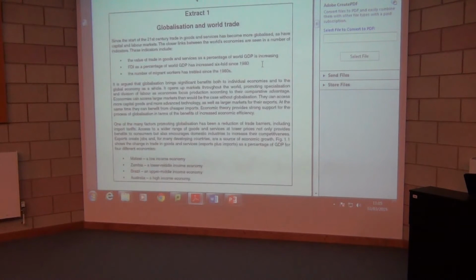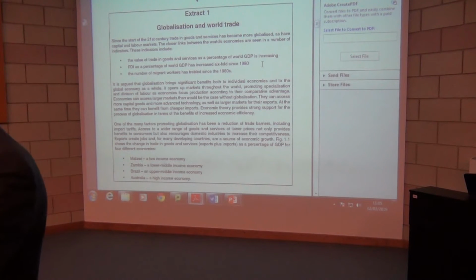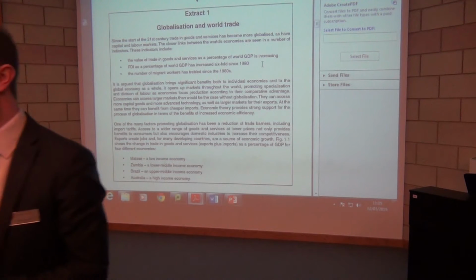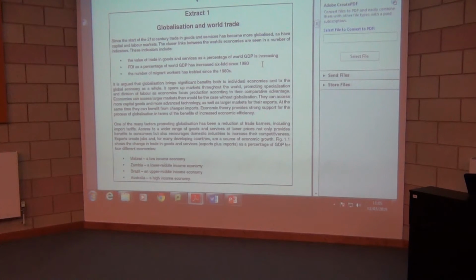So you've got your 5 extracts. What you need to do is read those 5 extracts. Don't just look at the title and say, oh, this must be globalization, although it probably will be something to do with that. Read the extracts, and having read them, look at the specification, those 4 areas I've just mentioned, and tie in which area of the specification each extract actually covers.